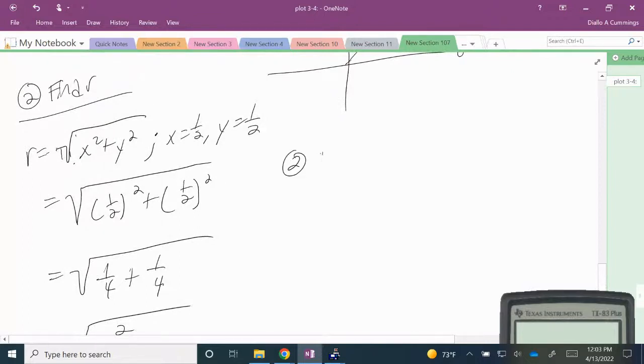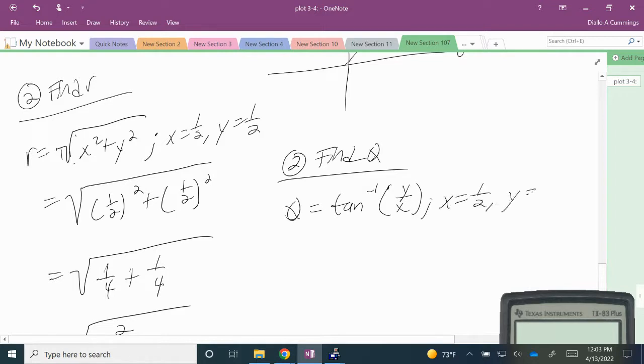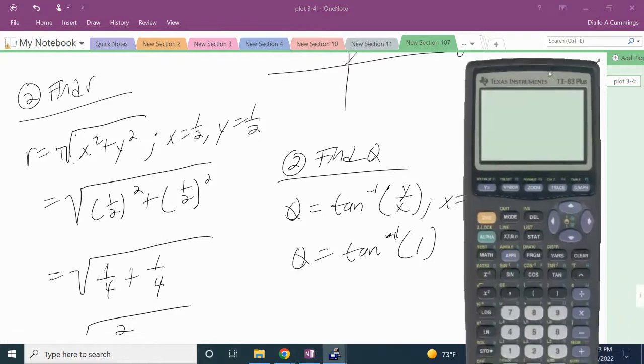The second thing we're going to do is find theta. So keep in mind that theta must be between 0 and 90 degrees. So we have theta is equal to the arctangent of y over x. So again, x is 1/2, y is 1/2. So that's going to give us the arctangent of 1, right? Because anything over itself is 1. So 1/2 over 1/2 is going to give us 1.